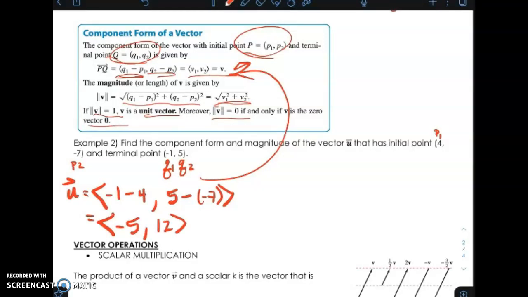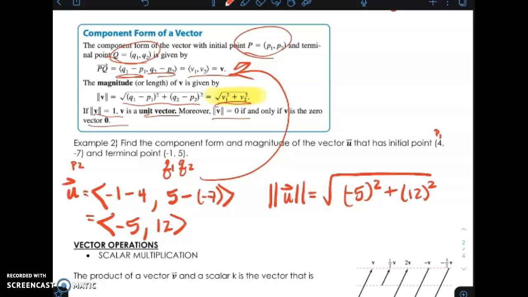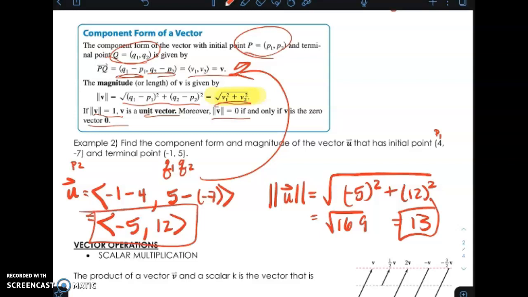Now we could use distance formula again like we did before, or we can use our component form. So the magnitude of vector u is equal to, and now I'm going to look at that component form equation, which would be the square root of v1, which is -5 squared, plus v2, which is 12 squared. And then when you do that, you get the square root of 169, which is 13. So you've got your component form, and then you've got your magnitude.